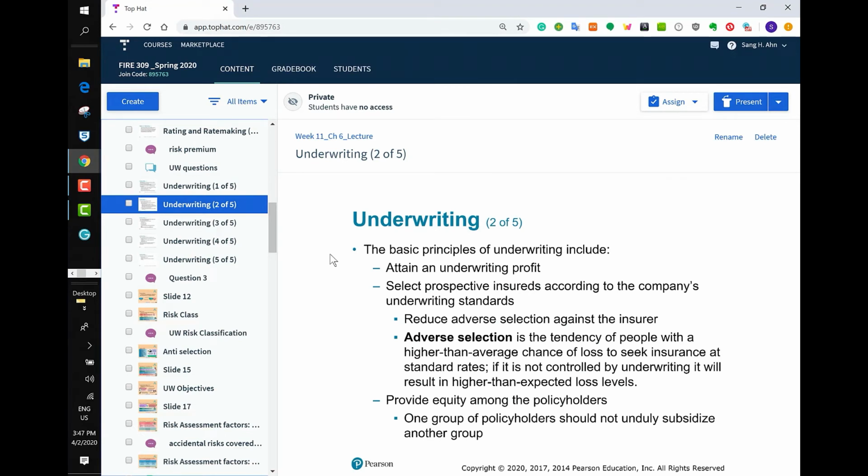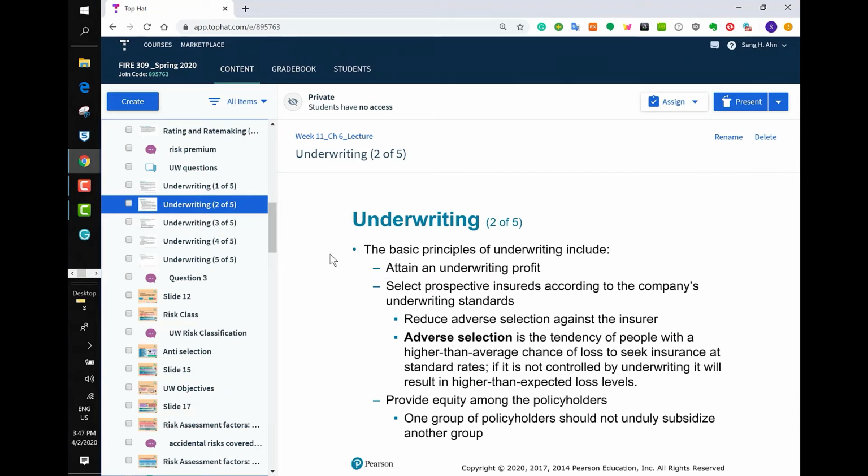Underwriting is based on a number of principles. The first one is to attain underwriting profit. The underwriter strives to select certain types of applications and to reject others so as to obtain a profitable business.